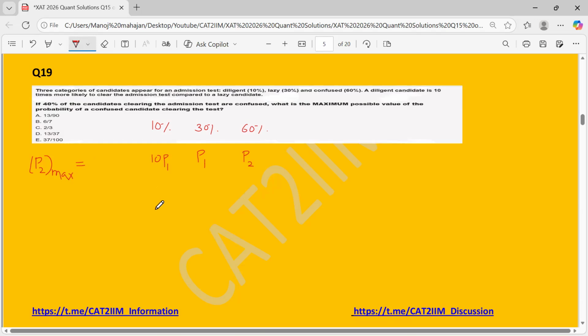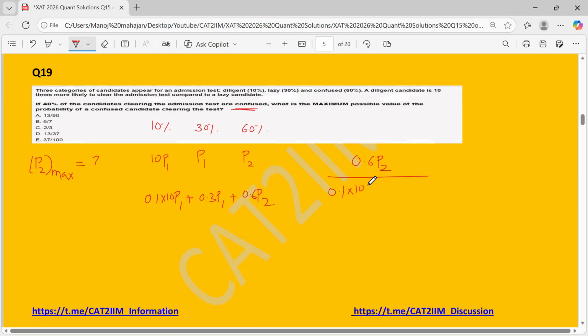Using the total probability theorem out here, this is what we have to figure out, right? So can we look at 10 P1 and 10%? If I do 0.1 into 10 P1, right? This will be what, 0.3 P1. Let me add also, and this would be 0.6 P2, right? Now what we can do further is, as per the problem, 40% of the candidates clearing the admission test are confused, right? So it was given to us, 0.6 P2 divided by this.